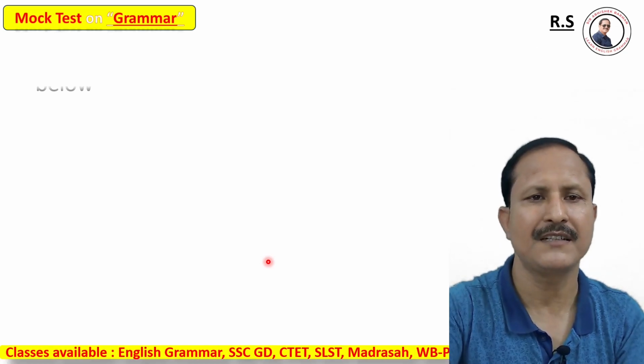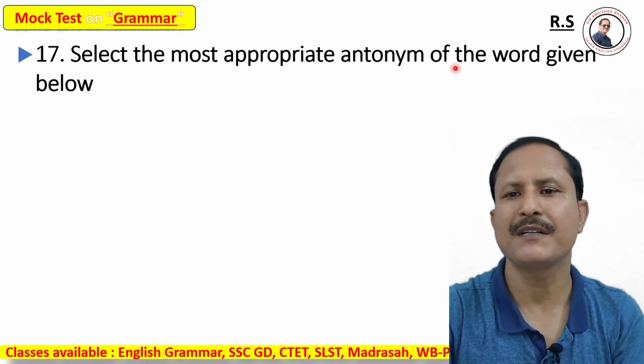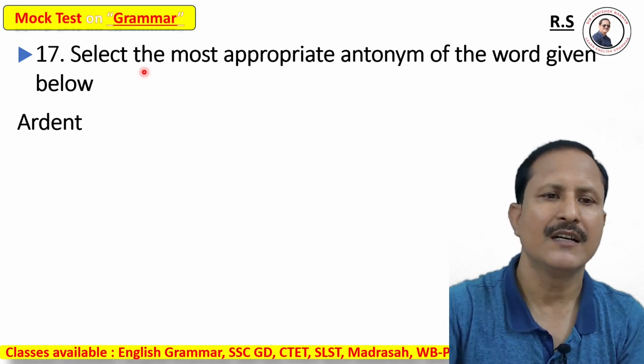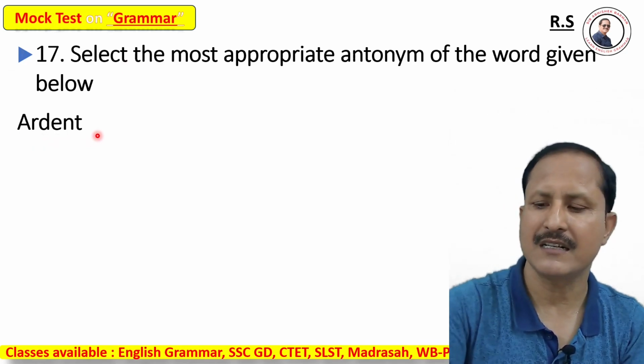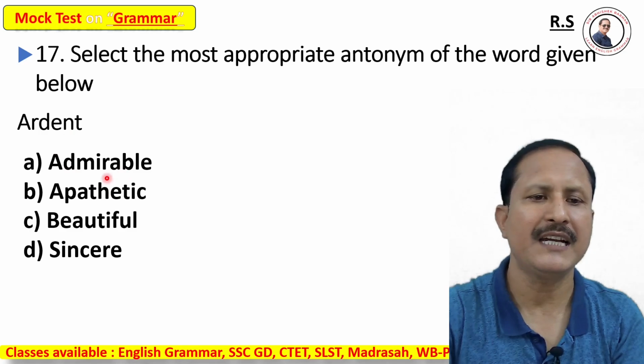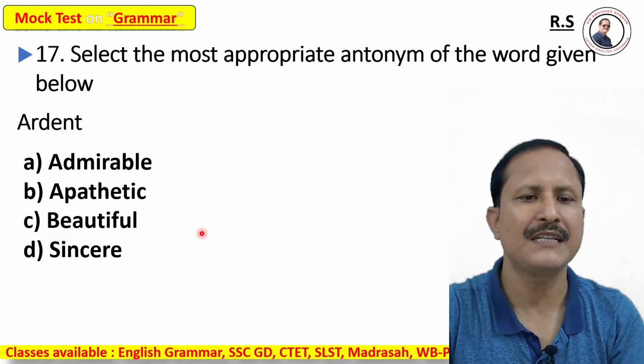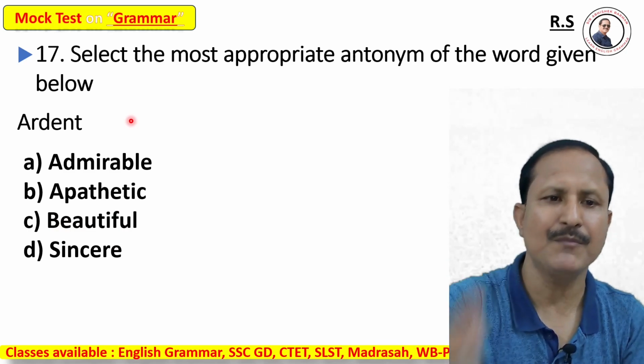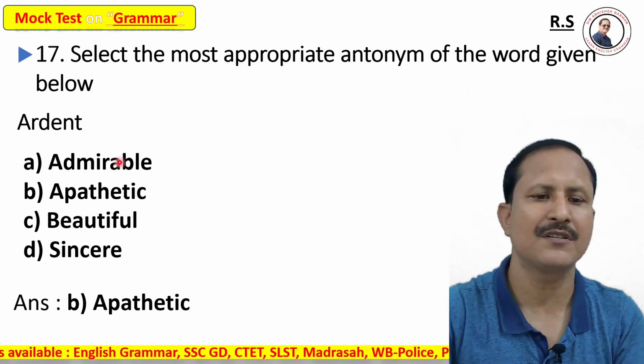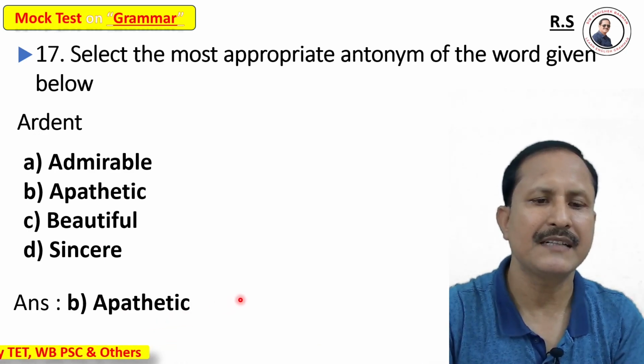Now, question number 17. Select the most appropriate antonym of the given word. Ardent. Options: option A, admirable. Option B, apathetic. Option C, beautiful. Option D, sincere. The antonym of the word ardent is option B, apathetic.